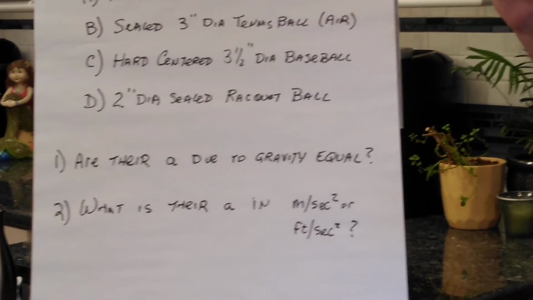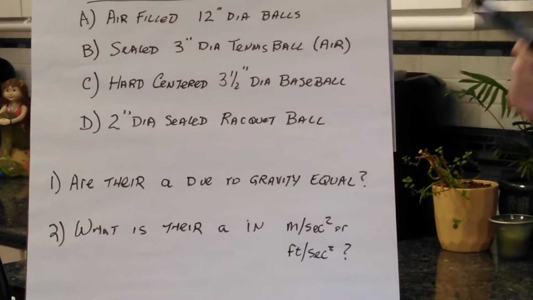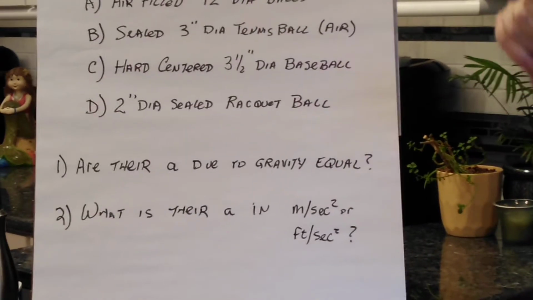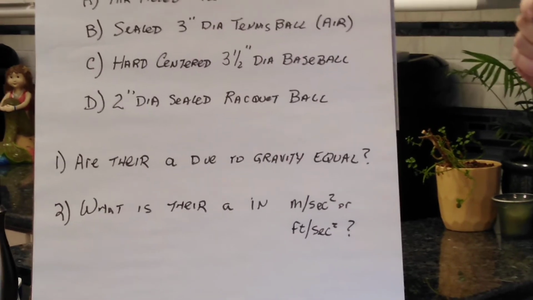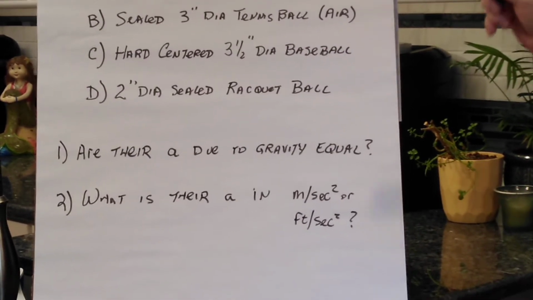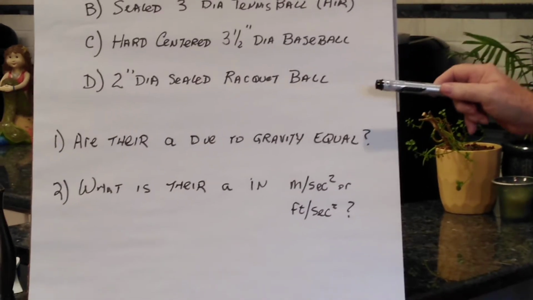We're going to drop all 4 of those balls under the motion detector. We're going to generate the curve. We're going to use linear fit to determine the acceleration due to gravity of all 4 of these balls.